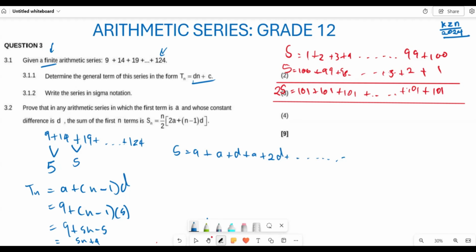Remember, the last term is a term that we don't know. So the last term is going to be given by a plus (n minus 1)d altogether. And now, if I say the term before that, what will be the term before that?